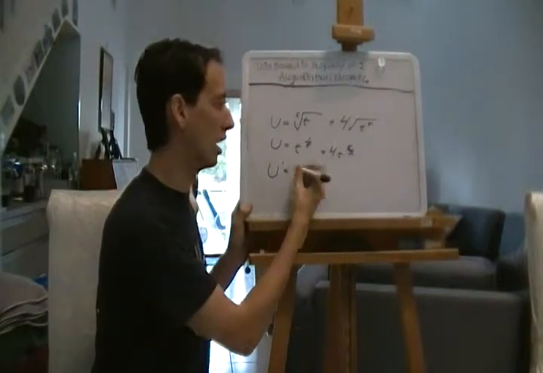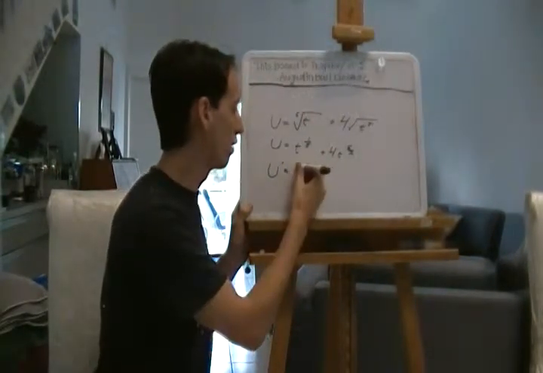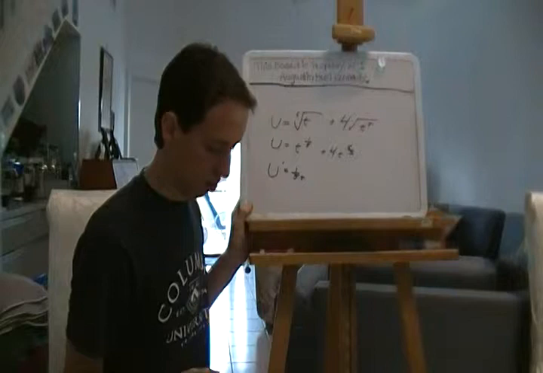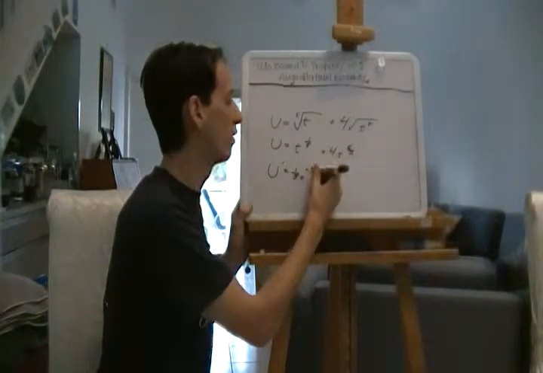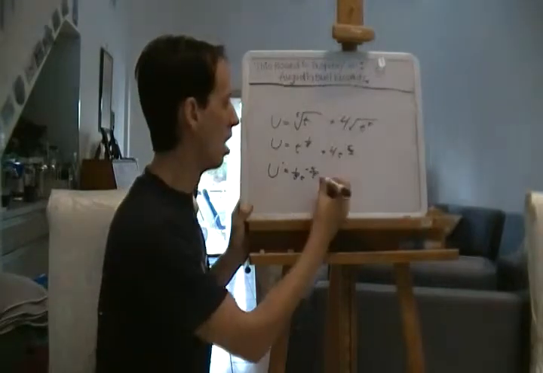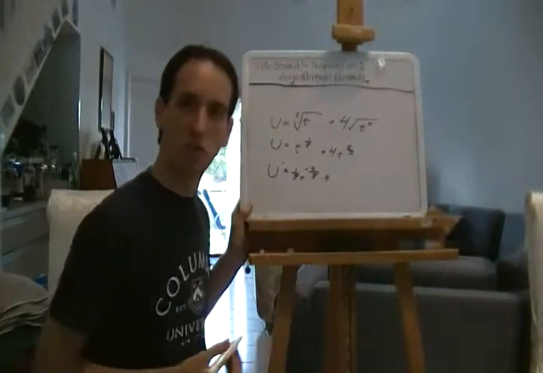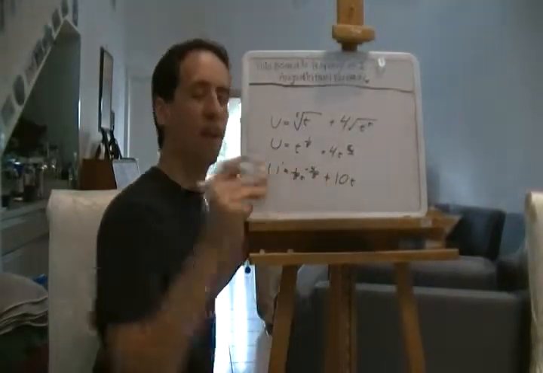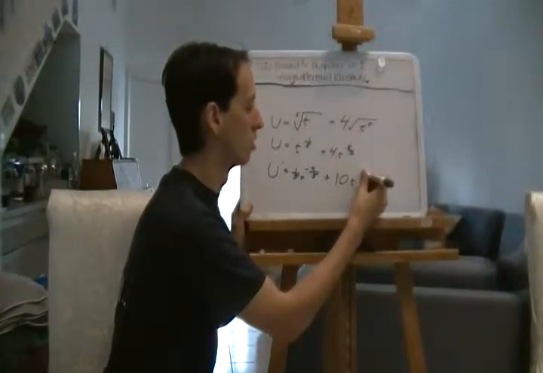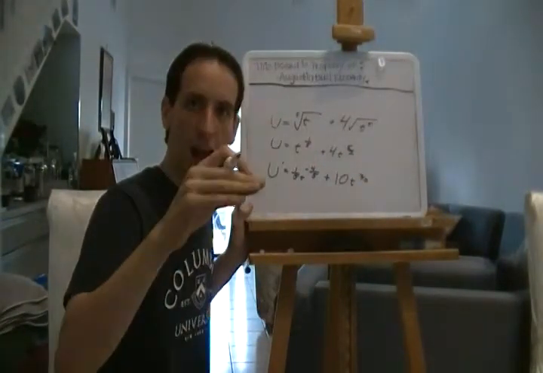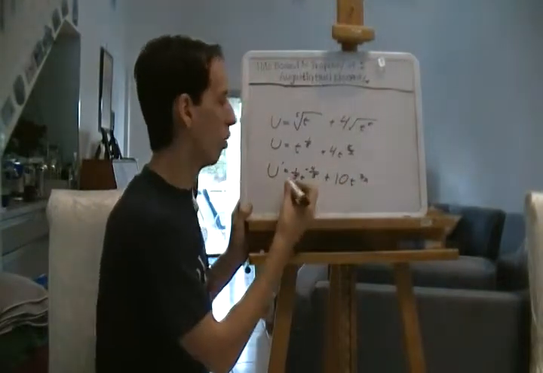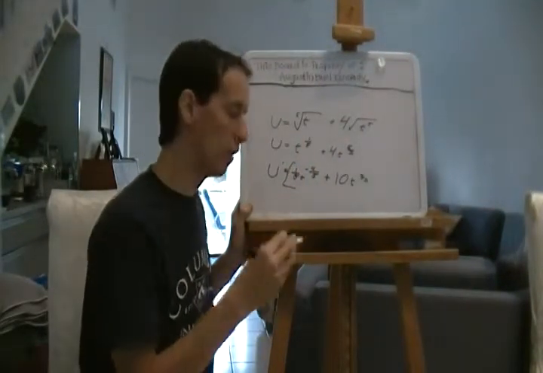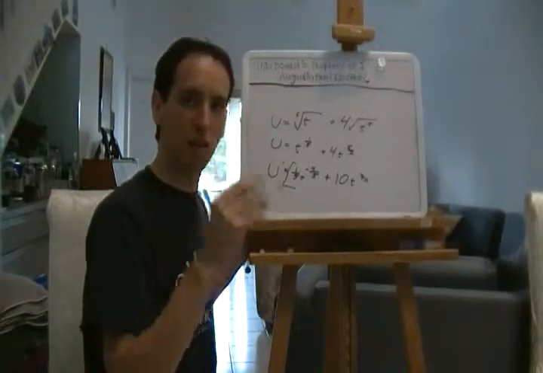U prime, therefore, we use the power rule. 1/5 t, and now what is 1/5 minus 1? Well, it's negative 4/5. So 1/5 t to the negative 4/5, plus 5 halves times 4 is 20 halves, which is 10. 10 t to the 5 halves minus 1, which is 3 halves, because 5 halves minus 2 halves equals 3 halves. So that's our answer. The derivative is 1/5 t to the negative 4/5 plus 10 t to the 3 halves.